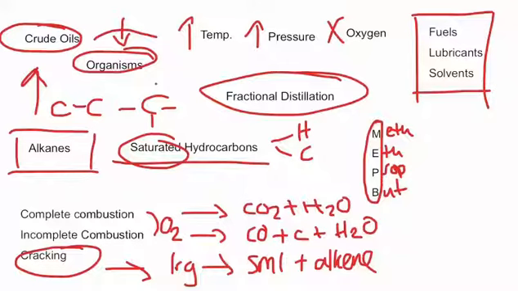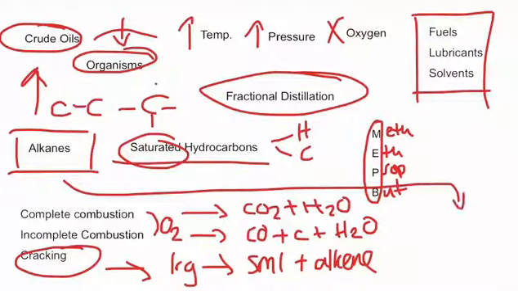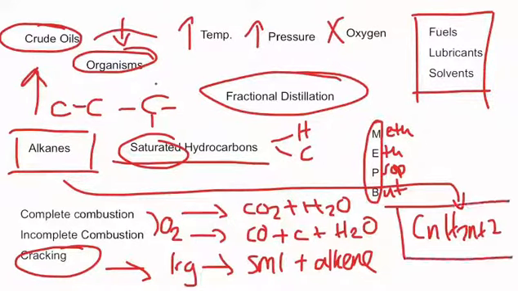And also with these alkanes, you remember that we talked about a general formula for them, which was CnH2n+2, which we can use to find the chemical formula of any alkane if we know how many carbon or hydrogen atoms it has.